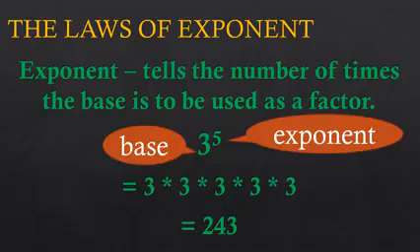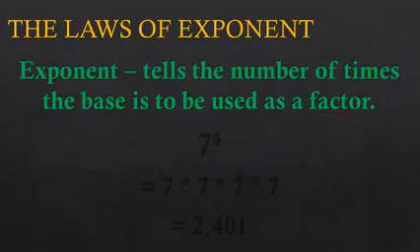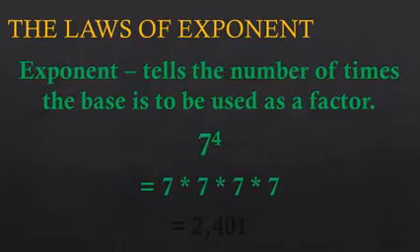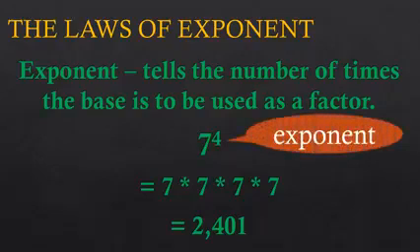Again, exponent tells the number of times the base is to be used as a factor. Another example, we have 7 raised to 4. So 7 raised to 4 is also the same as 7 times 7 times 7 times 7. We need to multiply 7 by itself 4 times, and the product is 2,401. So take note that 4 here is our exponent, and 7 is our base.